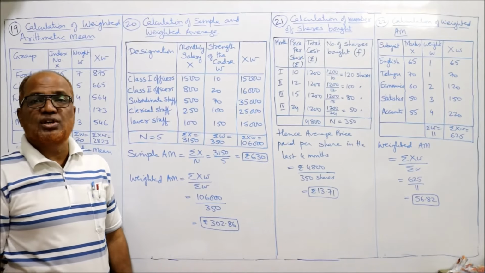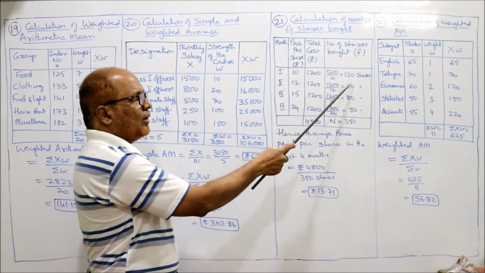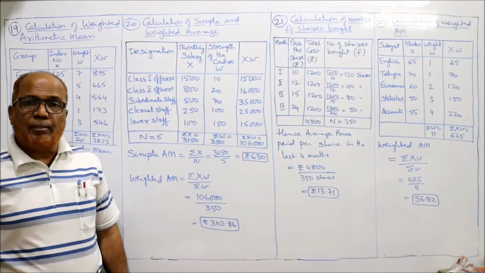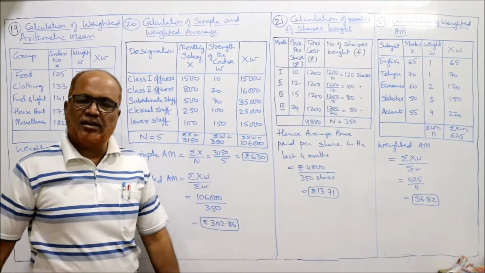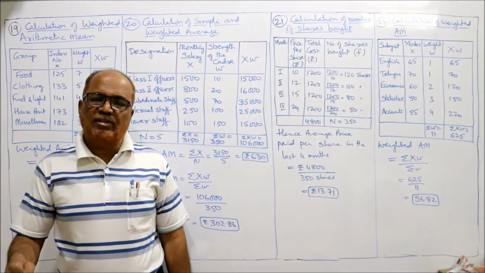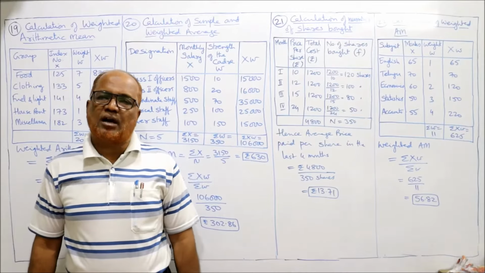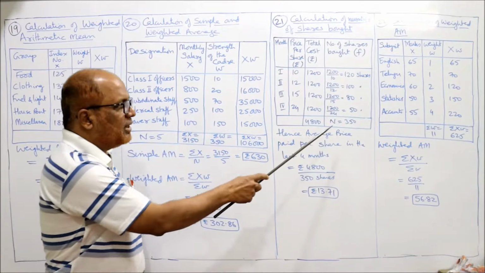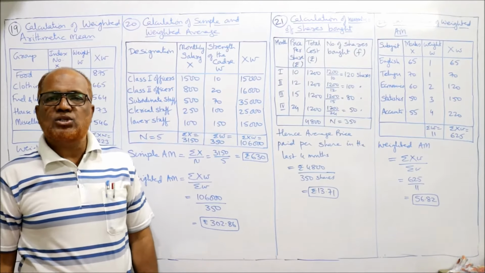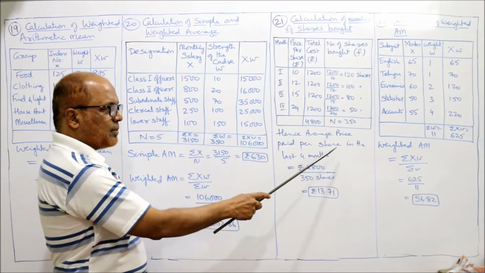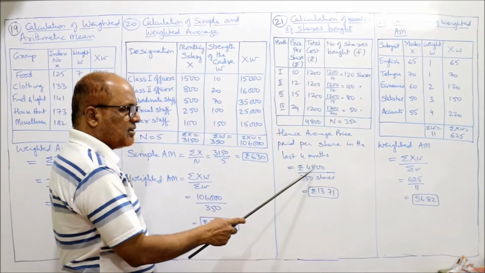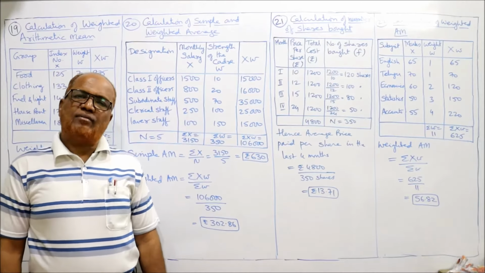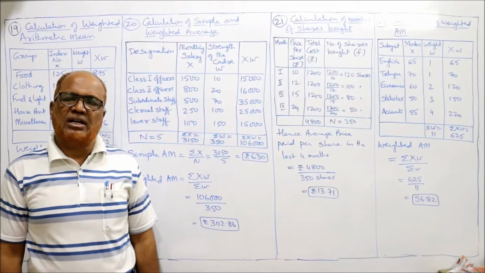Total number of shares he has purchased in 4 months, 350: 120 plus 100 plus 80 plus 50. 350 shares he has purchased during the period of 4 months. And how much amount has he invested in total? 4,800. Every month 1200 rupees he is investing. In 4 months total investment is 4,800. Now for 4,800 rupees, how many total shares did he get? 350. So what is the average price per share? Hence average price per share paid in the last 4 months is 4,800 rupees divided by 350 shares. We got 13.71. So average price per share we got is 13 rupees 71 paise.